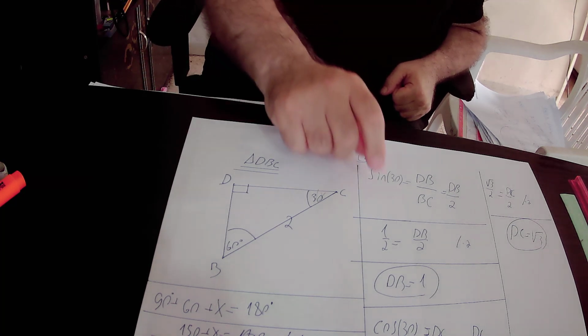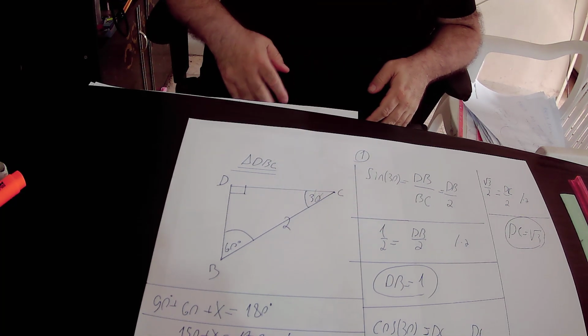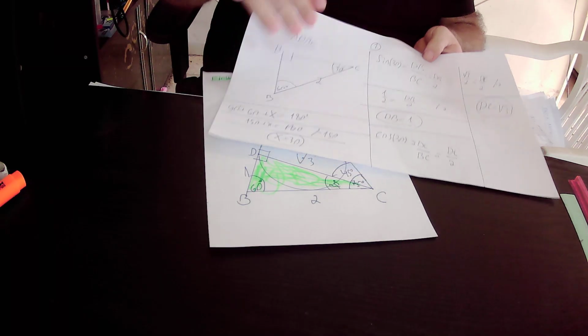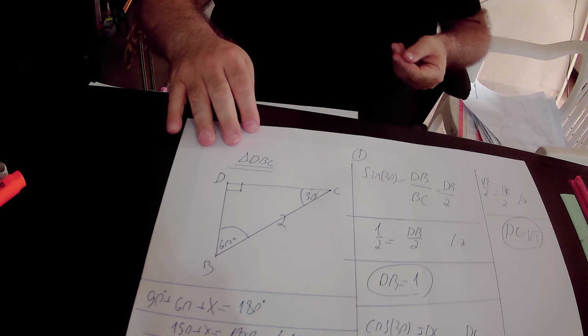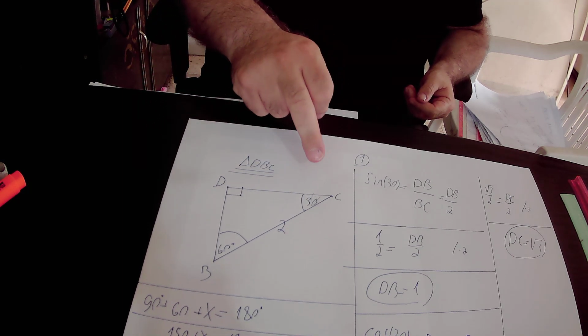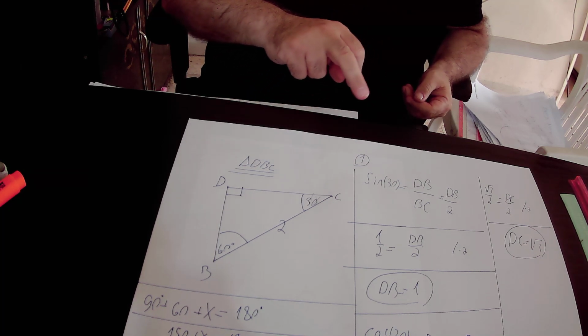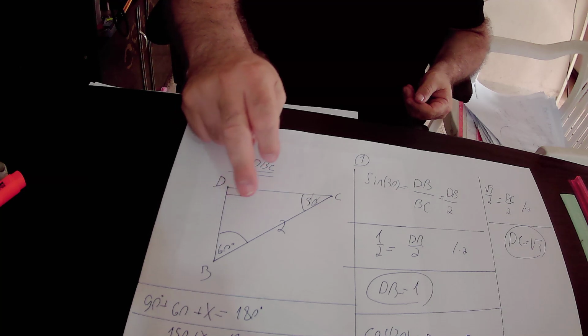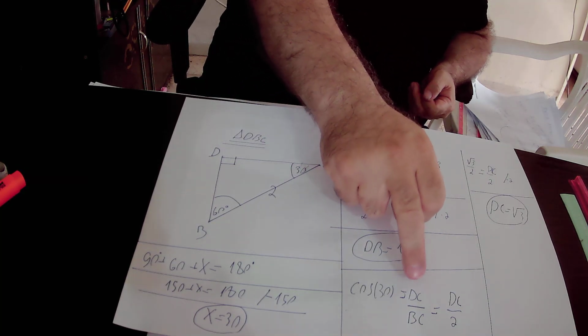Here we multiply this equation by 2 and found out that BD equals 1. So here we can write down that BD equals 1 unit. We continue to focus on the right triangle, triangle BDC. In the right triangle BDC, it is very easy to see that cosine 30 degrees equals DC over BC.